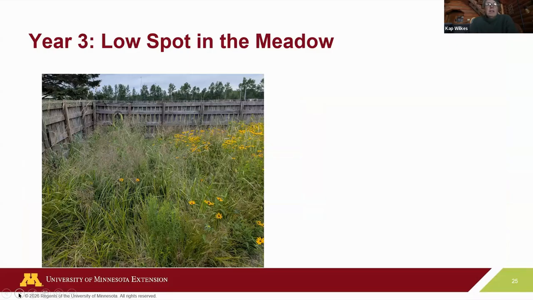Here's an example of our garden team doing some problem solving. So in the meadow, there is a low spot, and in both year 2 and 3, it remained soggy most of the year. And you can see how much the grass loved this environment. It has outcompeted almost all of the other plants in this area. So our garden team came up with a solution, and we did some work this past fall.